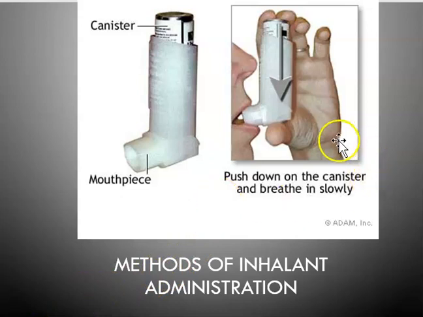So this is going to be an example of an MDI, a metered dose inhaler, and that's a device that helps deliver a specific amount of medication into the lungs. So that way the patient doesn't have to measure it. This is commonly used to treat asthma, chronic obstructive pulmonary disease, and other respiratory issues as well. Sometimes I've seen it done with bronchitis.